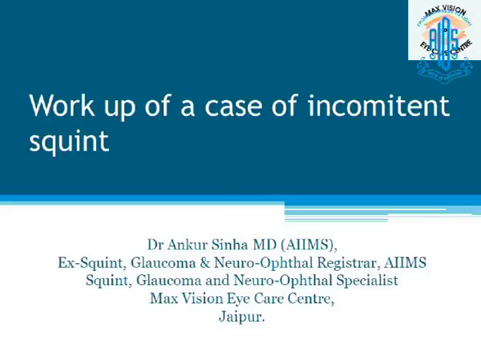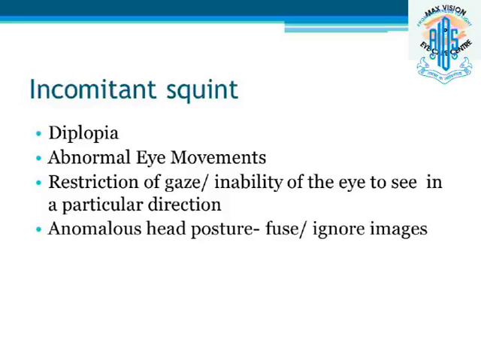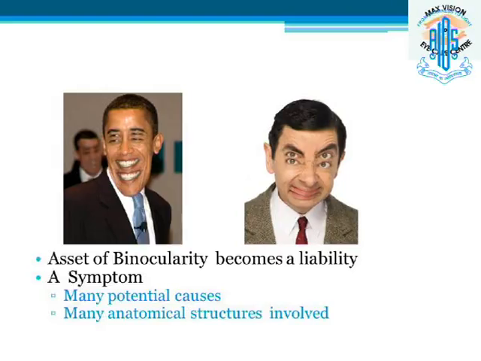I'll be talking on workup of a case of incomitant strabismus. Incomitant strabismus presents with diplopia, abnormal eye movements, restriction of gaze or inability to see in a particular direction, anomalous head posture either to fuse or ignore images, and diplopia is a thing where the asset of binocularity is converted into a liability. It is a symptom which can have many potential causes and many anatomical structures involved.